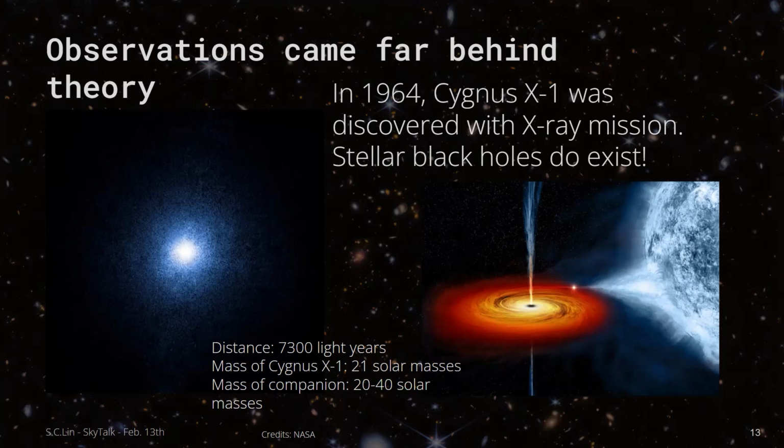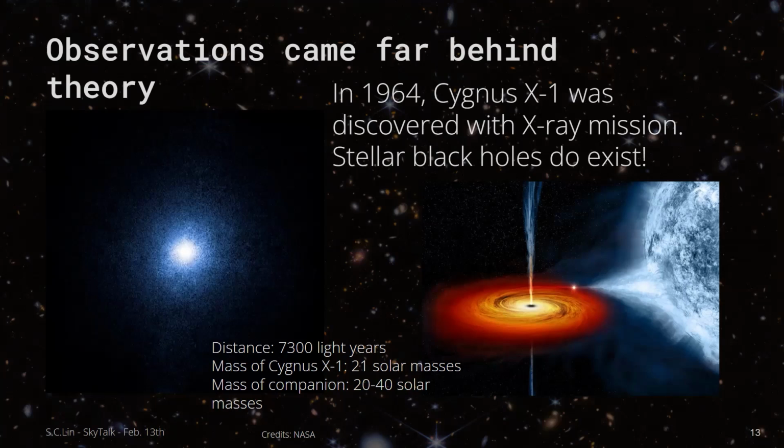And when this object was first discovered or detected, people realized that there are actually black holes in our universe. This very first black hole to be detected is called Cygnus X-1. It's an X-ray binary. On the left-hand side, you're seeing the X-ray image of such an object. And on the right-hand side, you see the theoretical prediction of what's going on in this X-ray binary.